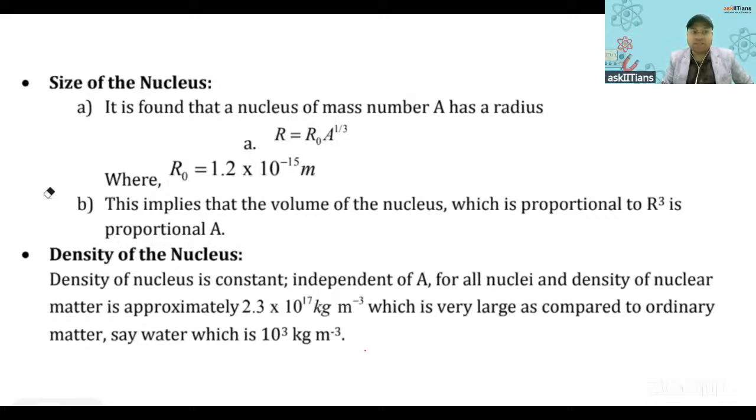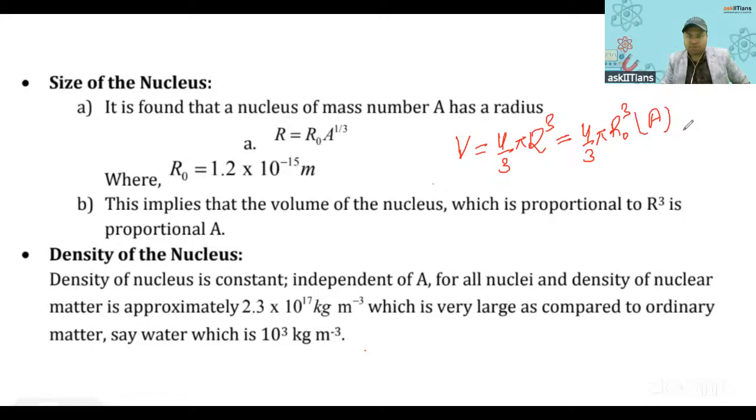So what does it mean? It means that the volume of a nucleus is 4 by 3 pi R cubed. So R is this, and the volume is 4 by 3 pi R naught cubed into A. So you see, the volume is proportional to the mass number A.